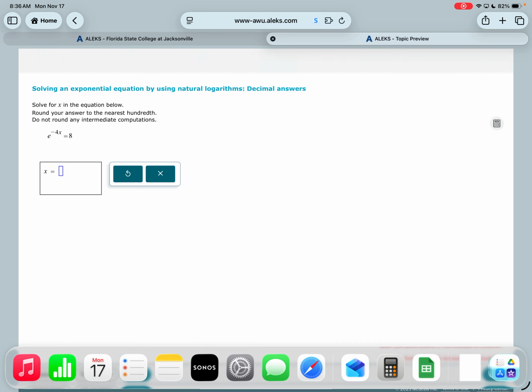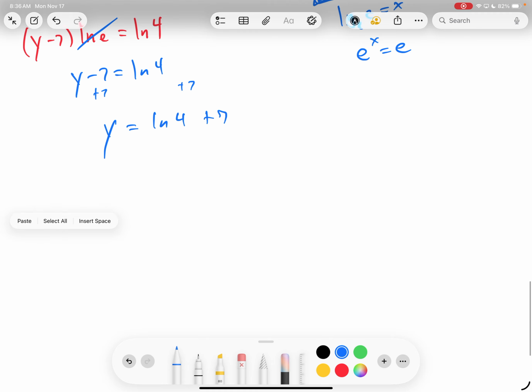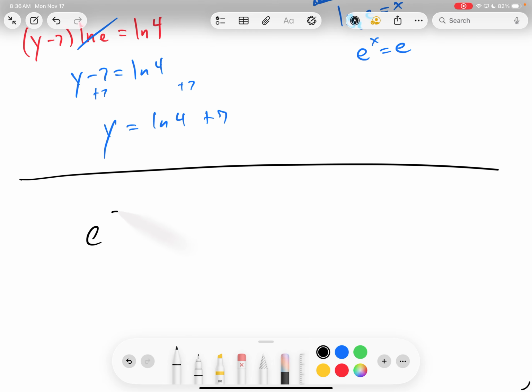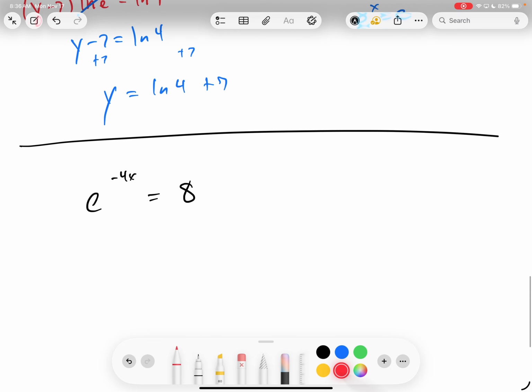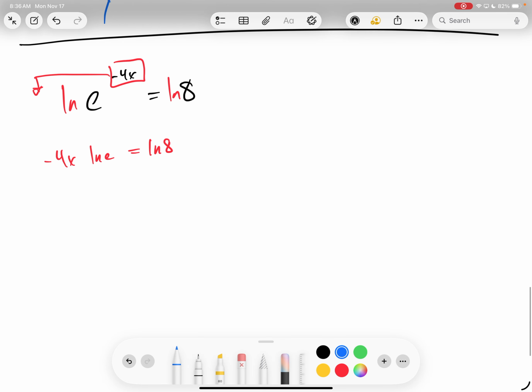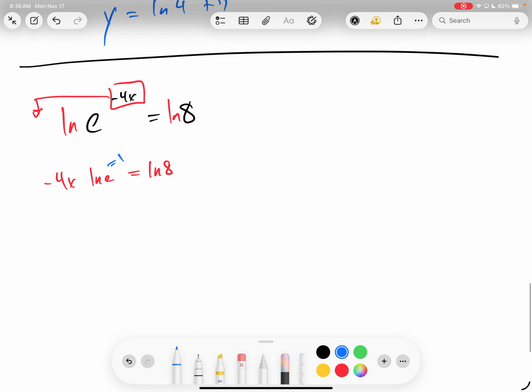I guess I'll do that one real quick, e^(-4x) equals 8. Nothing's really going to change on this topic, though. You just do the ln of both sides. That allows us to drop this down. So that's negative 4x times the ln of e equals the ln of 8. Well, I know the ln of e equals 1. So this becomes negative 4x equals the ln of 8. Divide by negative 4. So x equals the ln of 8 divided by negative 4. Again, this is my exact answer. And then you find your decimal answer.